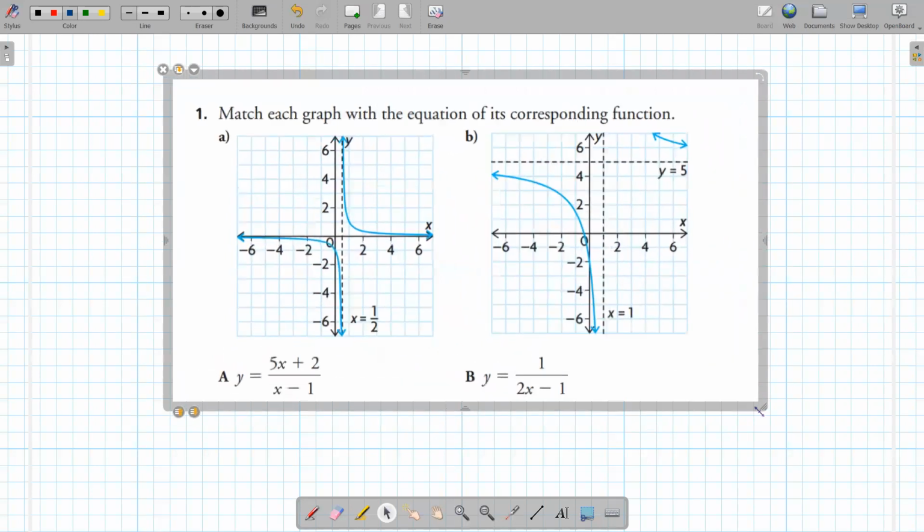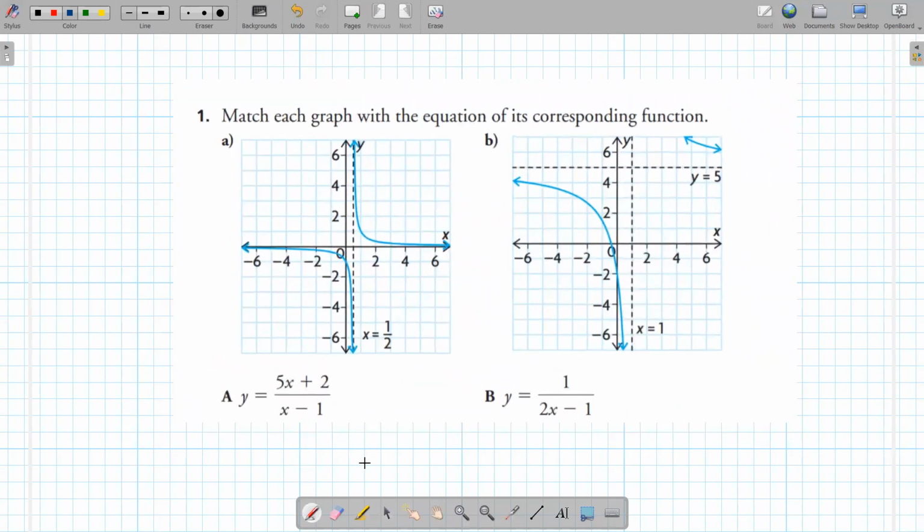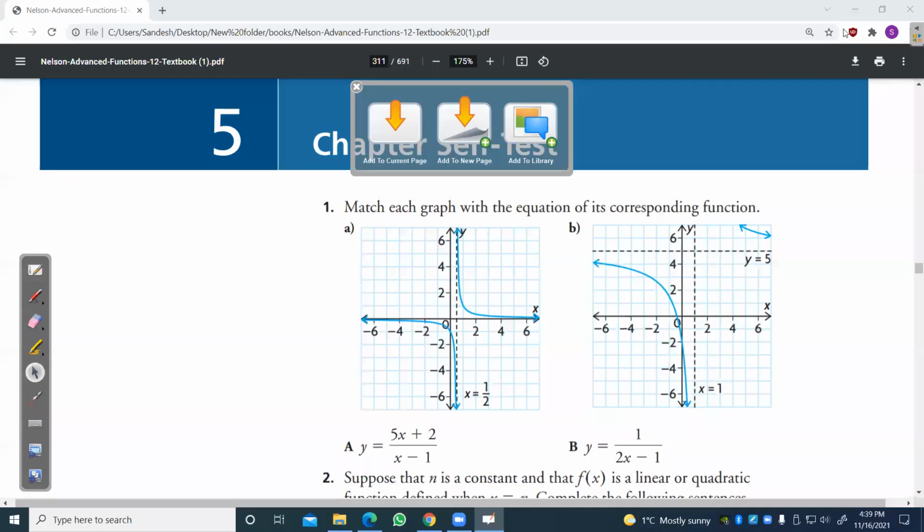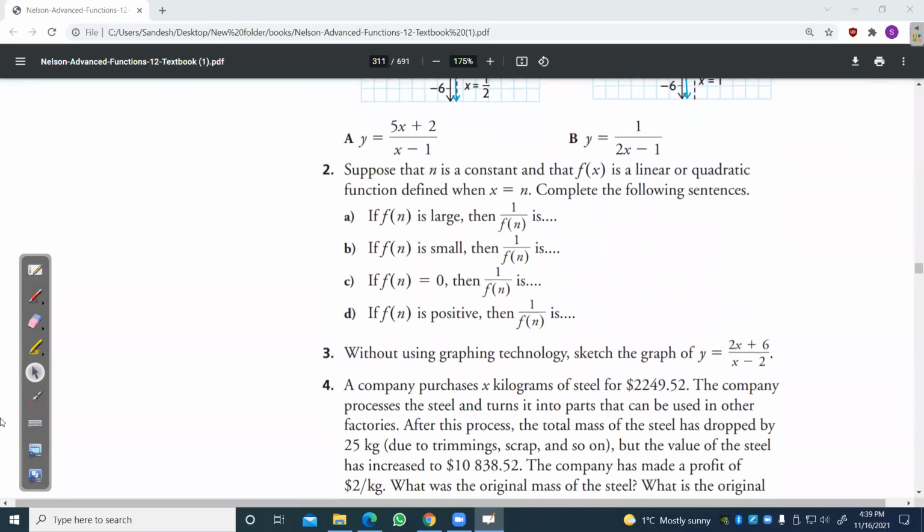I mean, this one's pretty simple. Or is it? So which one is which? Which graph represents which equation? For graph A, it's with B, and for graph B, it's with A. What gave it away? The vertical asymptotes. That's a very simple question. Yeah, this is a good question.